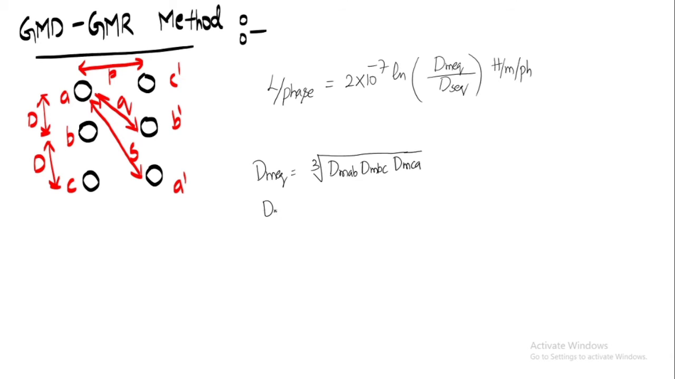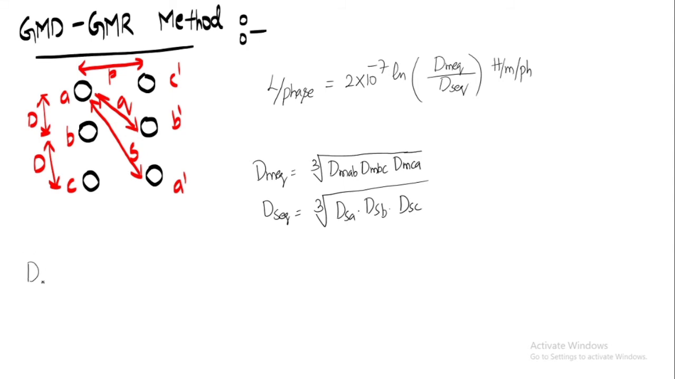Similarly, how can you find Ds equivalent? Ds equivalent is cube root of GMR of A phase, GMR of B phase and GMR of C phase. First let me find, see, in GMD and GMR method you can have only one part of the transposition cycle, no need to go for 3 parts. This is the advantage, right? You can take the diagram as it is given in the example or numerical problem, whatever it may be.